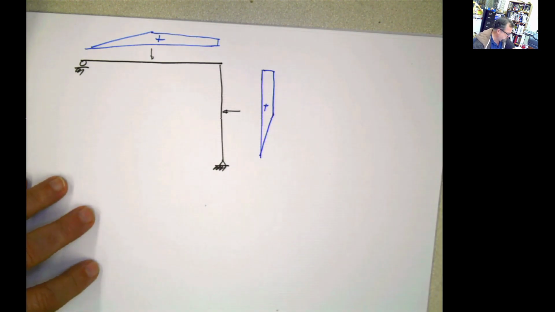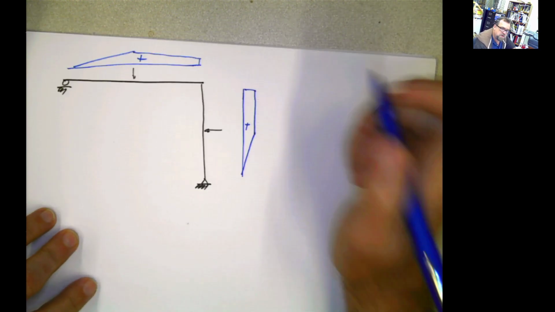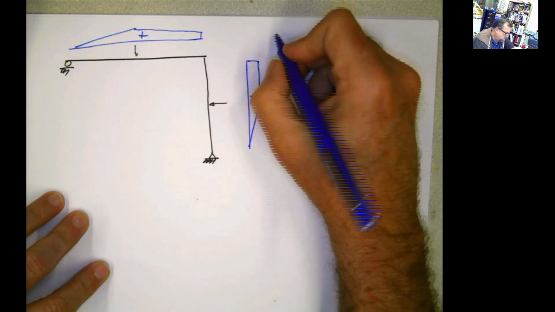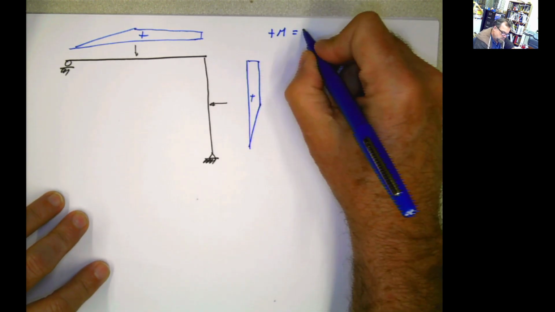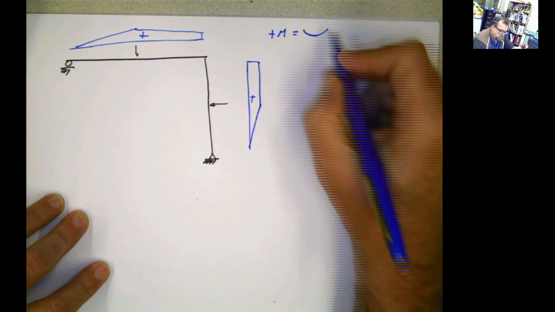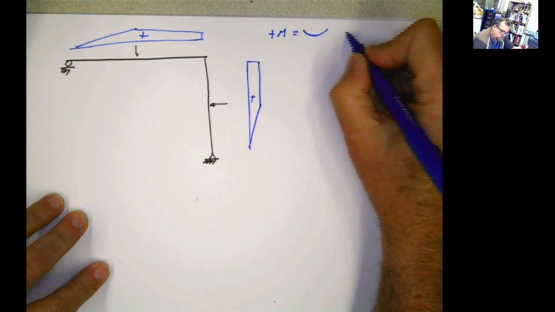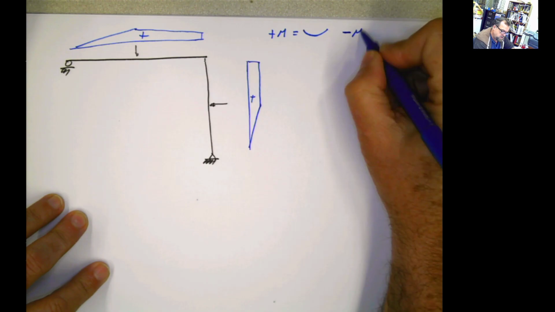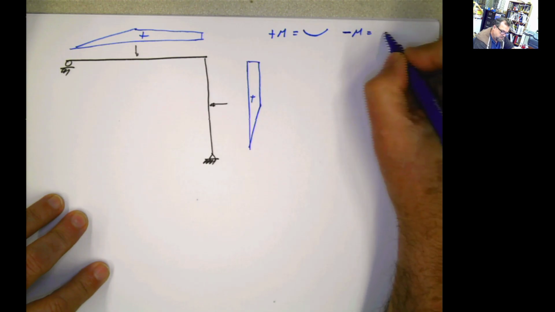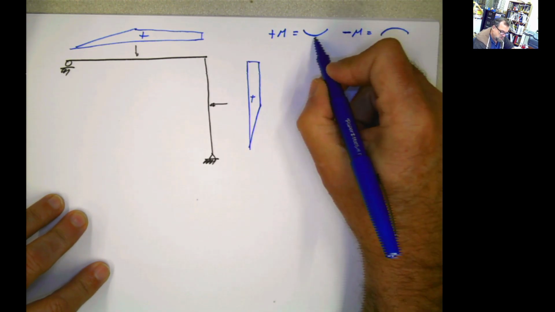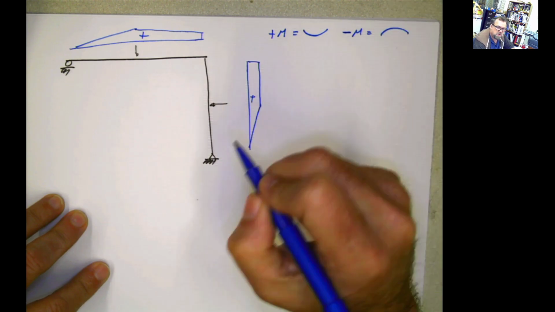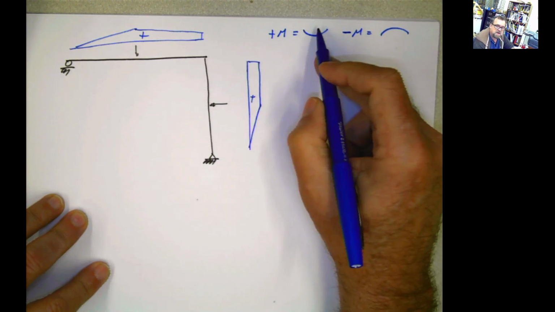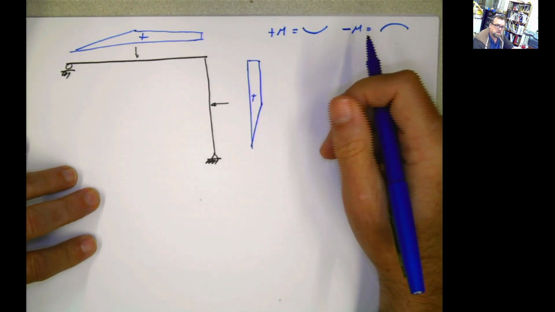Why positive? Why negative? Because if you remember, a positive moment is going to produce this type of deflected shape, compression on the top and tension on the bottom. Negative moment is going to produce this type of deflected shape. Happy face positive, frowny face negative. This is going to be tension on the top, compression on the bottom. And this is going to be similar to the curvature of that element also.